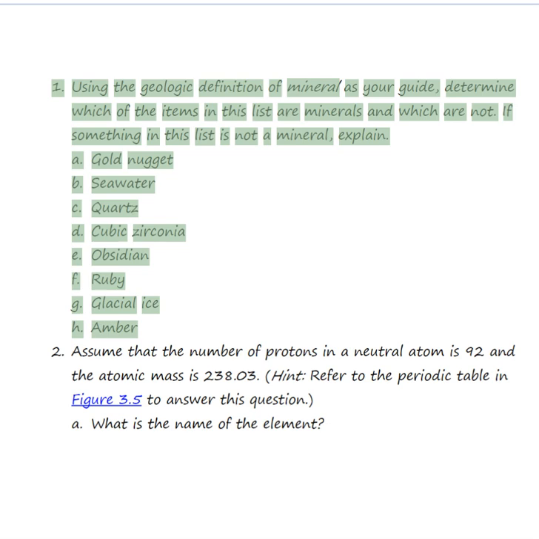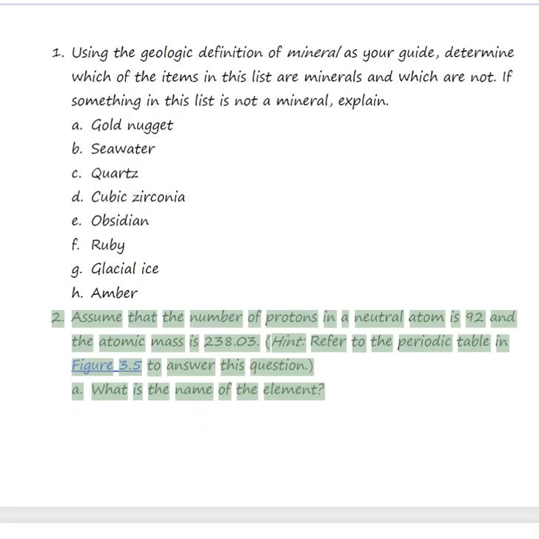If something in this list is not a mineral, explain. A. Gold nugget. B. Seawater. C. Quartz. D. Cubic zirconia. E. Obsidian. F. Ruby. G. Glacial ice. H. Amber.